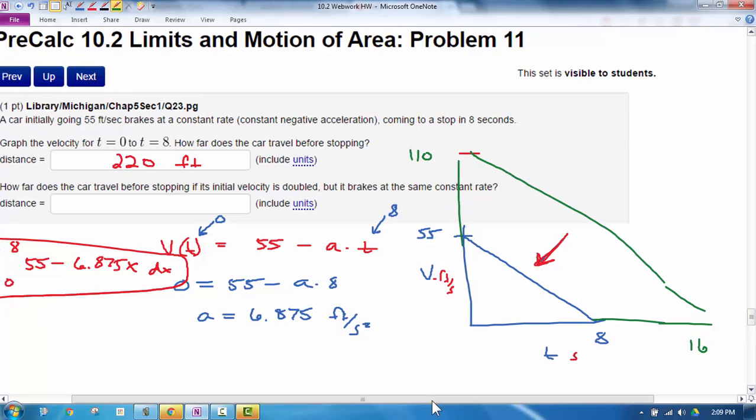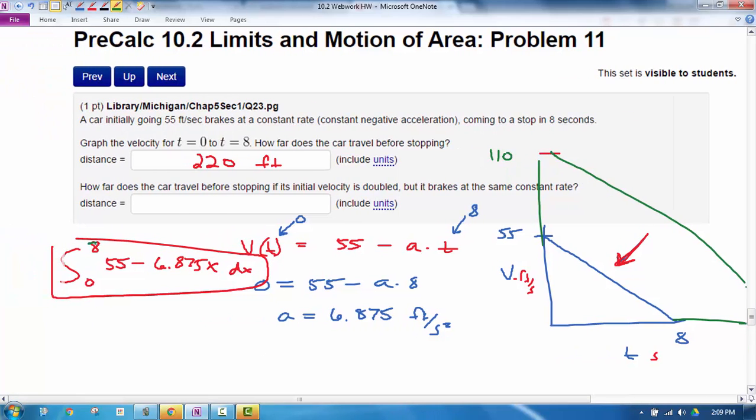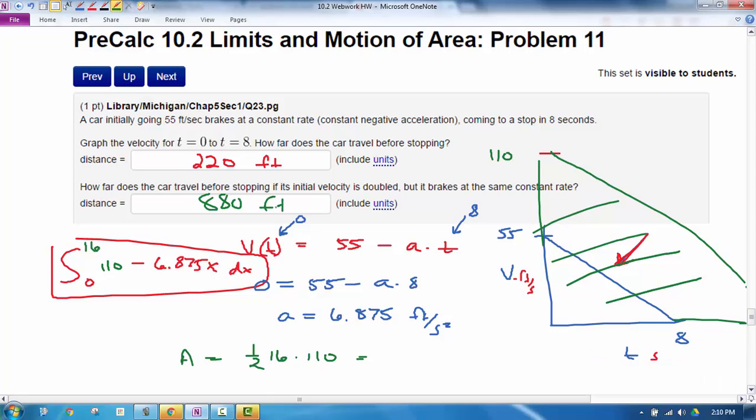One thing you could do, since we already have the equation here, is plug in 16 right here, and double the speed to 110, and that would be a way to solve it. Or you can just use the area of a triangle to find the area underneath the curve, because that would be the distance covered before we stop, which is 1/2 base is 16 and height is 110. To do that, you get 880, and don't forget the units, which is feet.